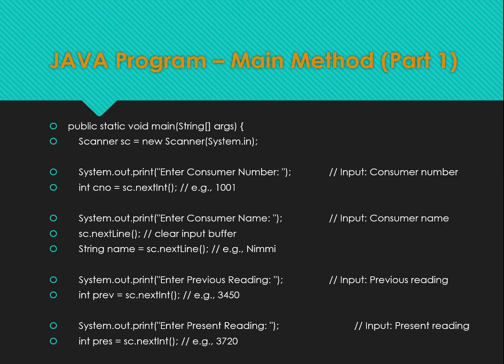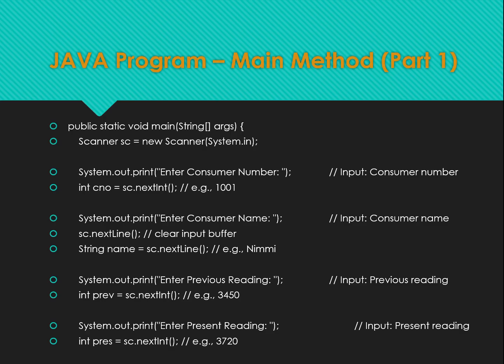Next, we ask for the consumer name, which is a string. We use nextLine to read the name properly after using nextInt for the consumer number. This step ensures that any leftover newline character doesn't cause an input error. Then, we take the previous reading and the present reading from the user. These are stored in integer variables prev and pre, respectively.